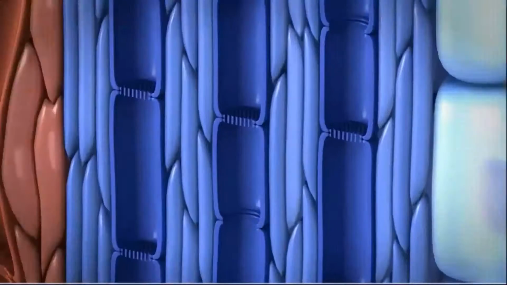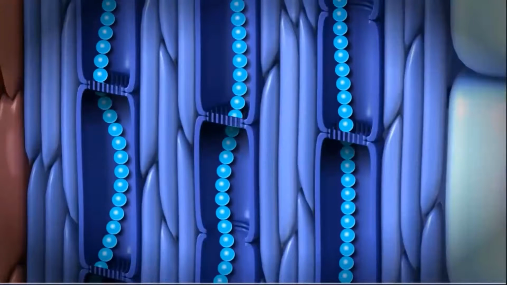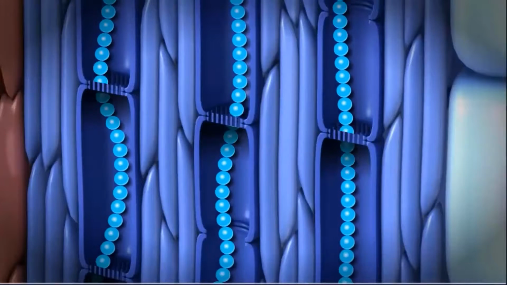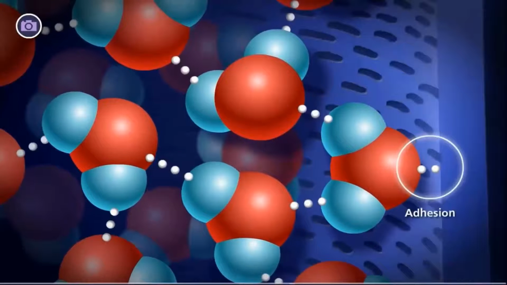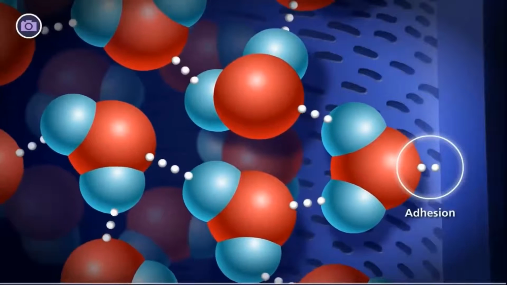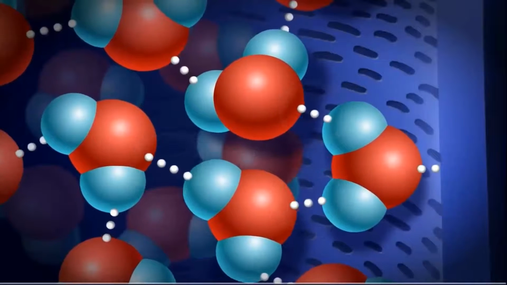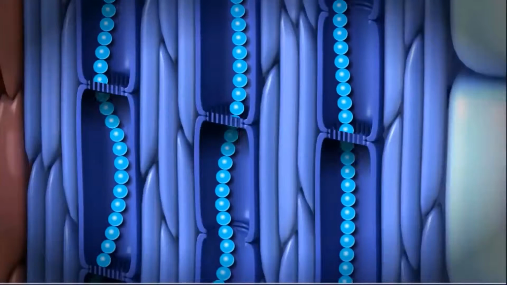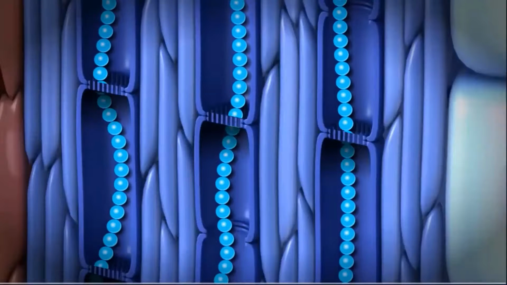This arrangement, and the polar nature of water molecules, allow water to pass in an unbroken stream through the xylem, from the roots up through the shoot and into the leaves. Adhesion is the attraction of water molecules to a surface, such as the wall of the xylem. Cohesion is hydrogen bonding between water molecules. Together, adhesion and cohesion allow water to move through the xylem in a continuous stream, from the roots up through the stem to replace water lost from the leaves through the stomata.